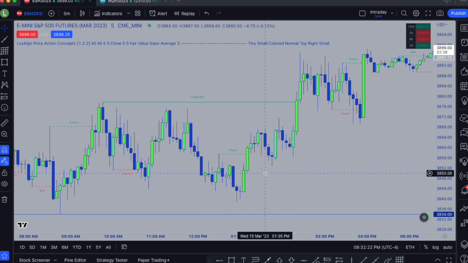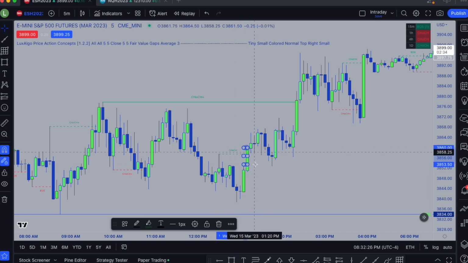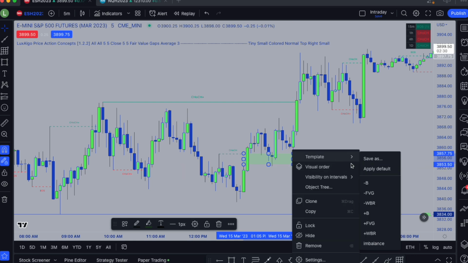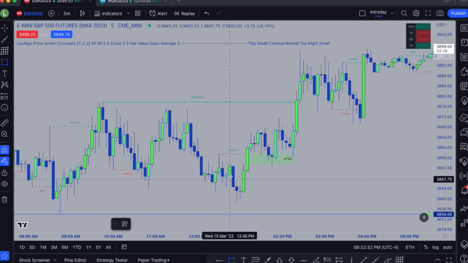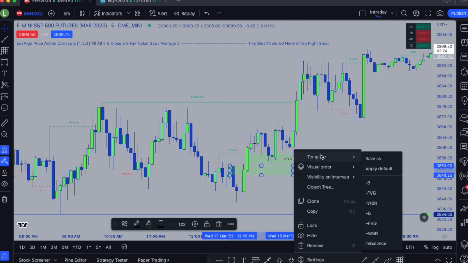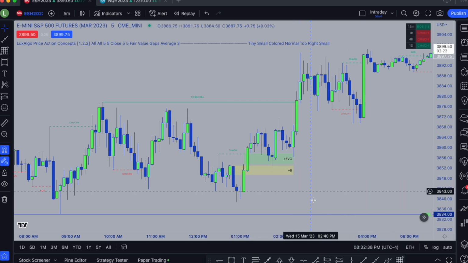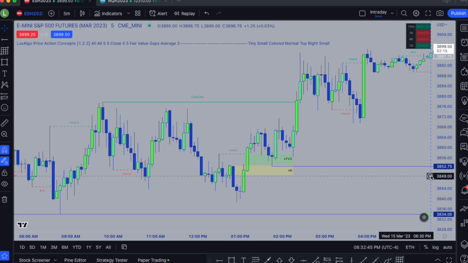Price shoots up and then comes back. There's a gap here. And there's a breaker right here. I took the trade at 38.53 and price came as low as 38.52. So you can see price came down to 38.52 and then took off.